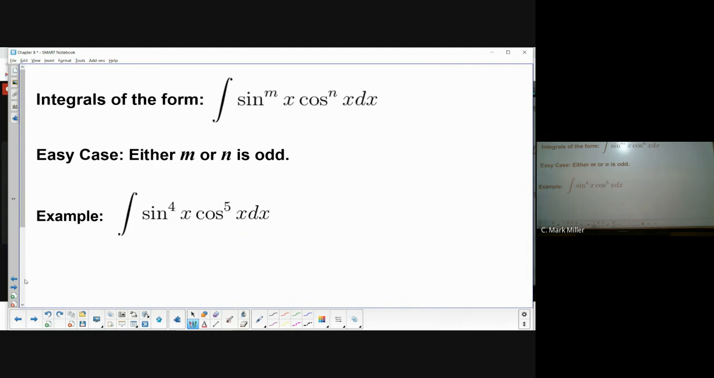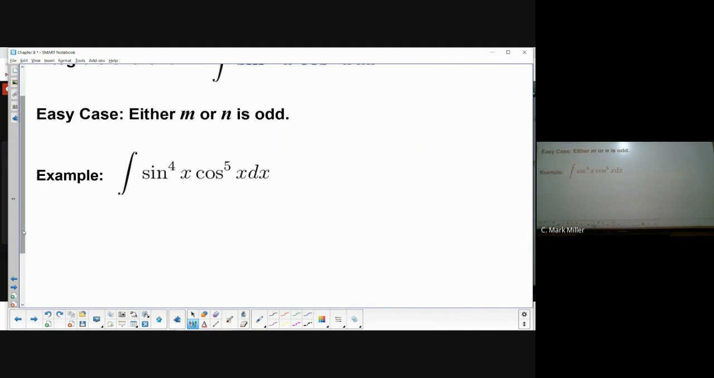And the reason why is we can convert sine squareds into cosine squareds by doing sine squared is 1 minus cosine squared. We can also convert cosine squareds into sine squareds. Now, the reason why an odd one makes it easy, like here in this first example, sine to the fourth, cosine to the fifth, is the derivative of sine is cosine. Watch what we do. It's a very straightforward principle, which is why it's a good starting case.